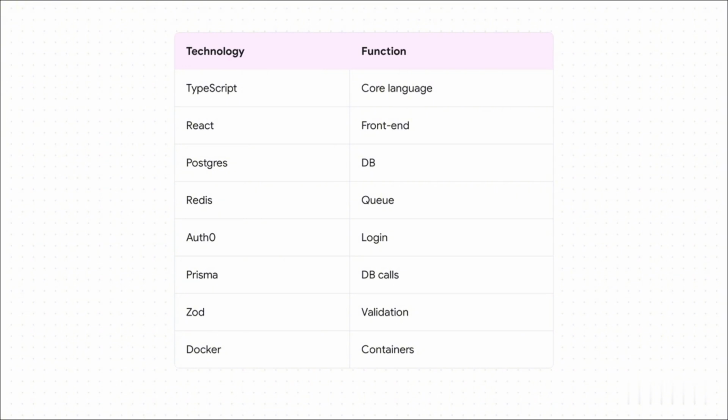He plugged in Auth0 because, let's be real, no one wants to build their own delegated login system from scratch. Prisma facilitates all the database calls. Zod is strictly utilized to validate the schema of incoming data from external servers. And finally, there's heavy use of Docker containers to keep the whole thing running smoothly. It's a hardcore, incredibly efficient stack.